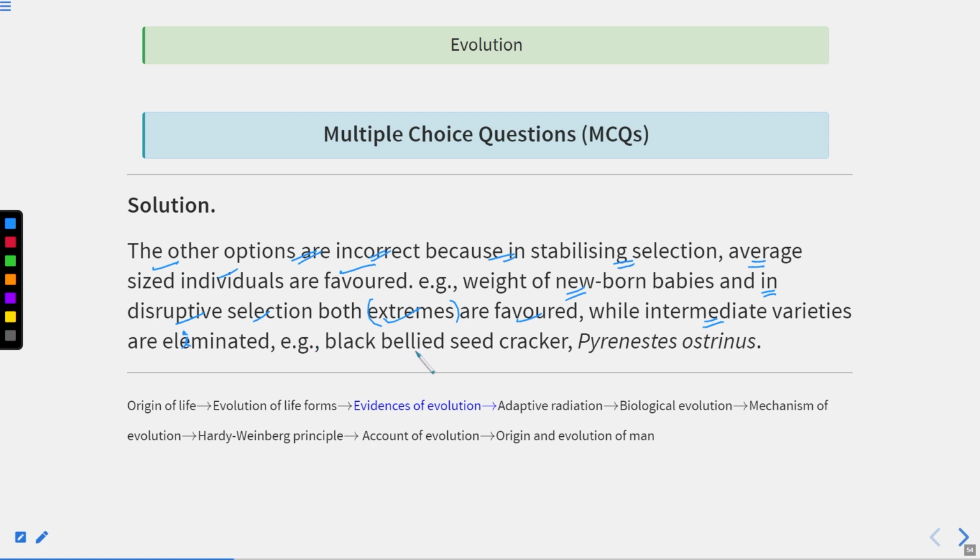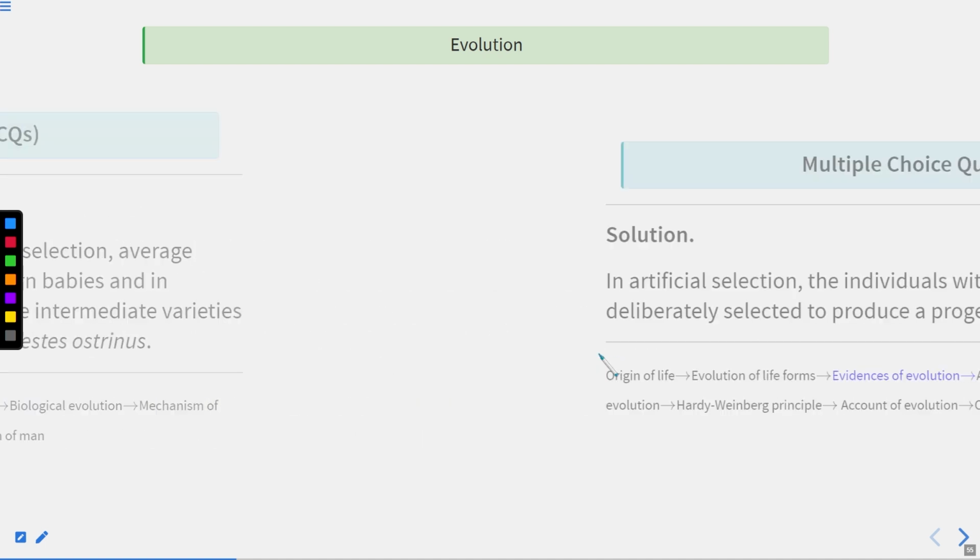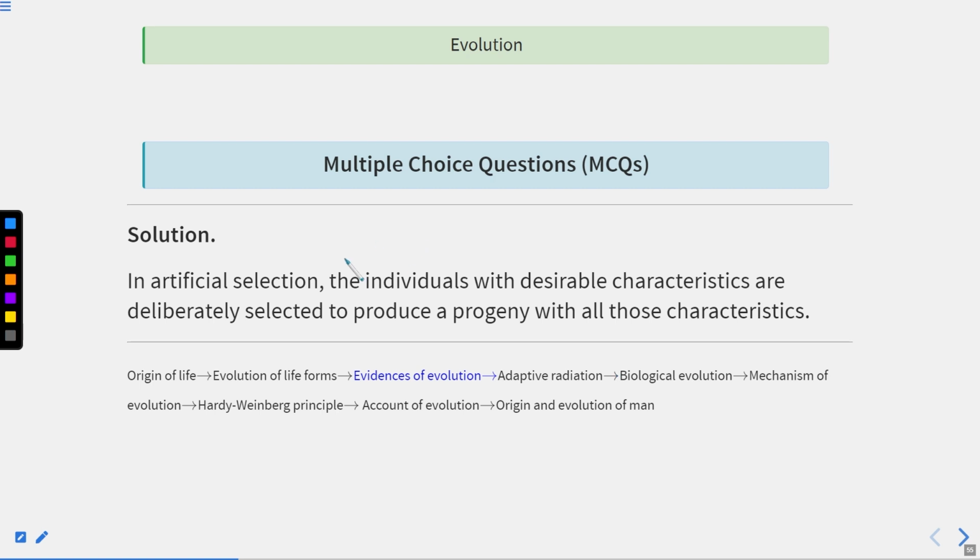Example is the black-bellied seed cracker, which is known as Pyrenestis austrinus. Clear? Now, what happens in artificial selection? The individuals with desirable characteristics are deliberately selected to produce a progeny with all those characteristics. So, the answer to this question was directional selection. Here, in one direction means one phenotype, the black pepper moth, it got selected.